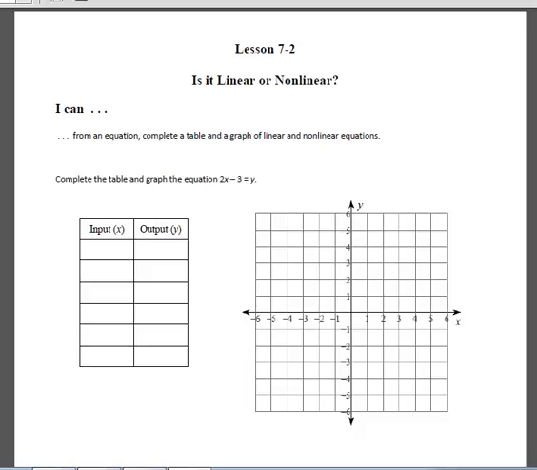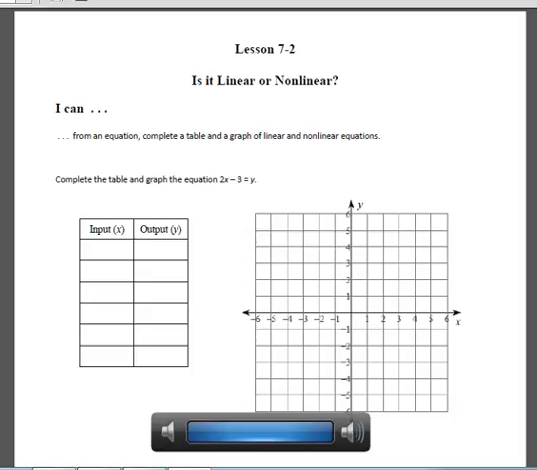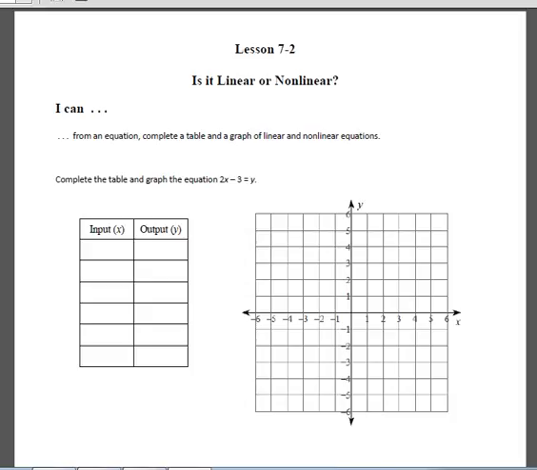Welcome to the notes for lesson 7-2. This is from page 7 in your notes packet. Is it linear or nonlinear? So our target is I can, from an equation, complete a table and a graph of linear and nonlinear equations. So we're going to see some different examples in this video of different kinds of graphs based on the equation that we're given.